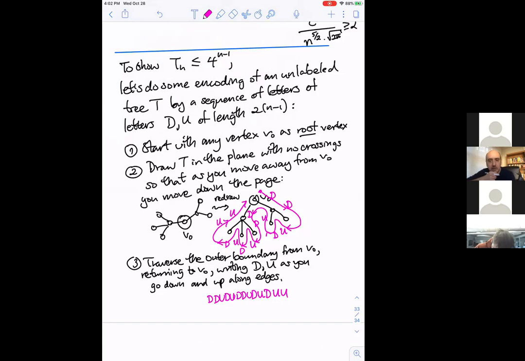And the claim is that the length of this is 2 times n minus 1, because it's 2 times the number of edges in the tree, and the tree had n vertices. And let's make sure we believe this. 1, 2, 3, 4, 5, 6, 7, 8 vertices. So the claim is that this should have been length 14. 1, 2, 3, 4, 5, 6, 7, 8, 9, 10, 11, 12, 13.